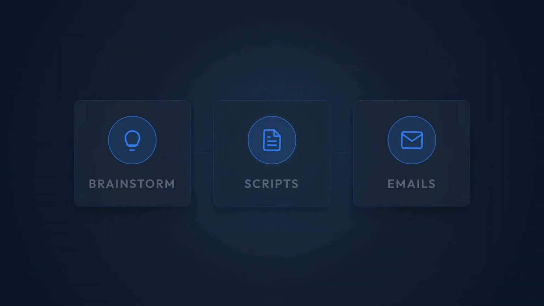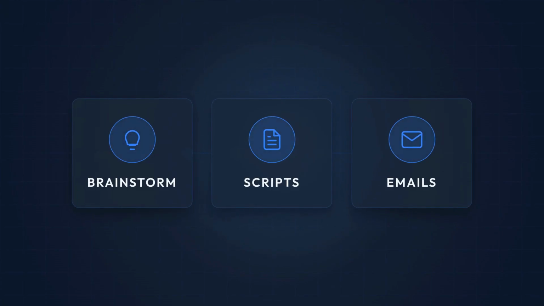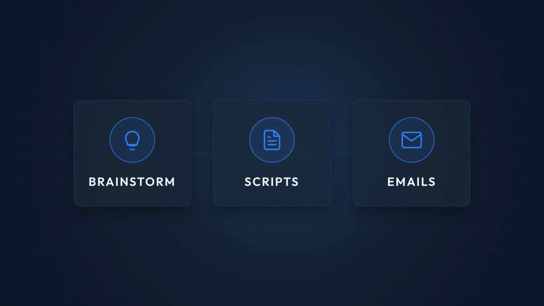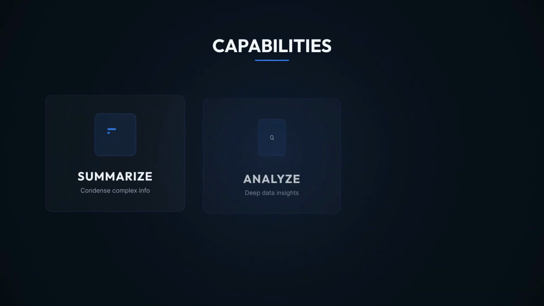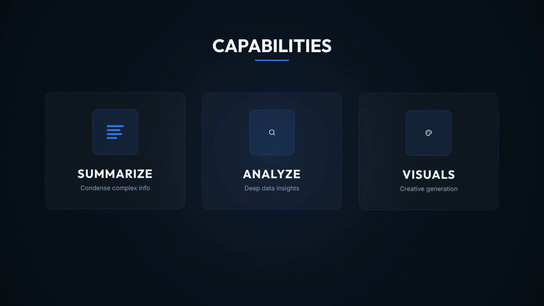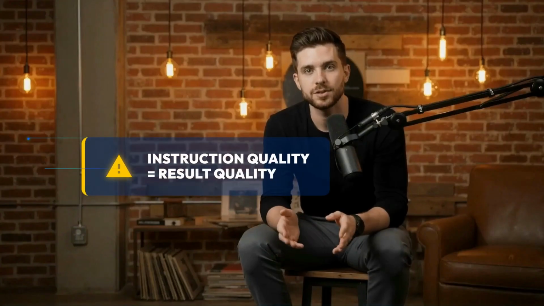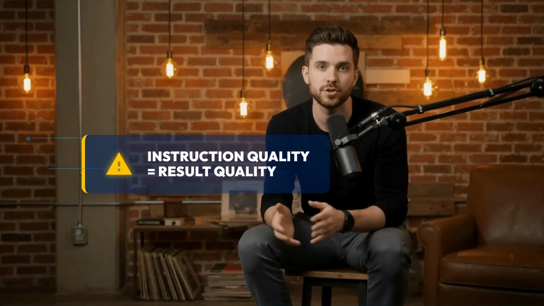The first tool is ChatGPT. You can use ChatGPT to brainstorm ideas, prepare video scripts, improve emails, organize business plans, summarize information, analyze files, and generate visual concepts. But the quality of the result depends heavily on the quality of your instruction.